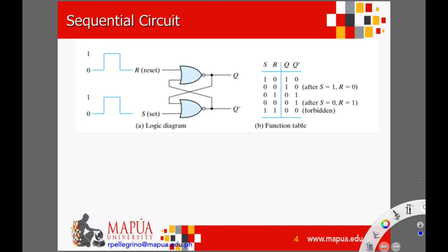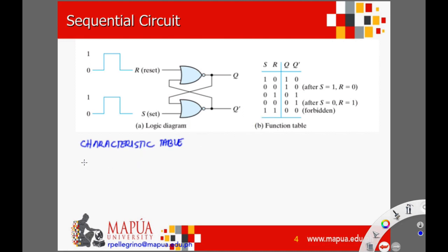Now, for the SR, this is the given truth table of the SR. So let's see the characteristic table. So we have here the characteristic table. What do we have in the characteristic table?